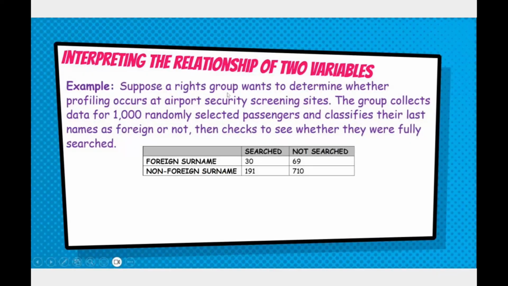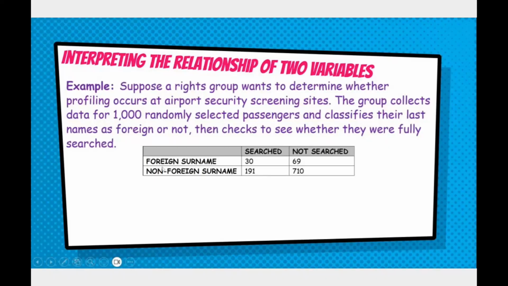So suppose a rights group wants to determine whether profiling occurs at the airport security screening sites. The group collects data for 1,000 randomly selected passengers and classifies their names as foreign or not, and then checks to see whether they're fully searched. The data is as follows. This is also a 2x2, so we don't need to change anything. We can use the same table.